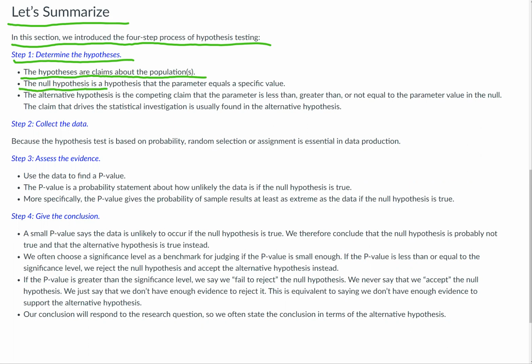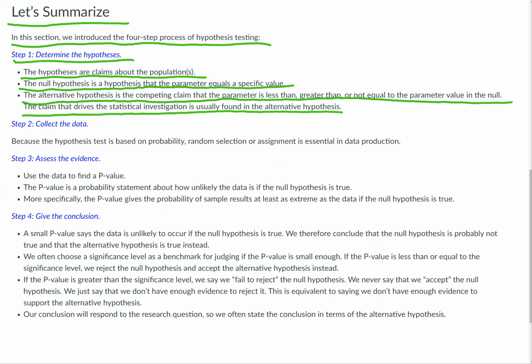The null hypothesis is a hypothesis that a parameter equals a specific value. The alternative hypothesis is the competing claim that the parameter is less than, greater than, or not equal to the parameter value in the null. The claim that drives the statistical investigation is usually found in the alternative hypothesis.